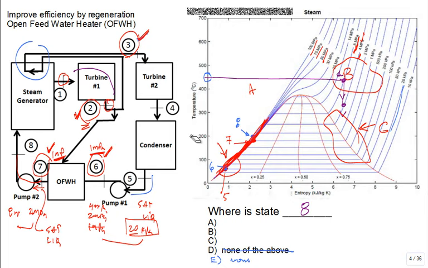Would state 4 and state 5 be saturated liquid? State 4, right here. All right, let's continue to play this game. State 4. Where is state 4 coming out of that second turbine?